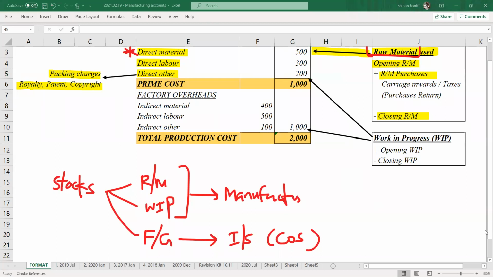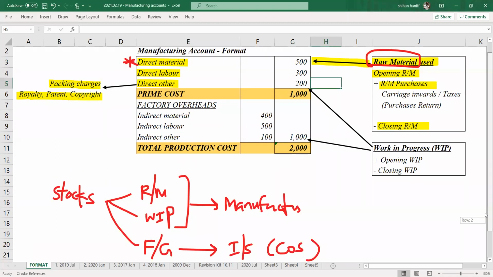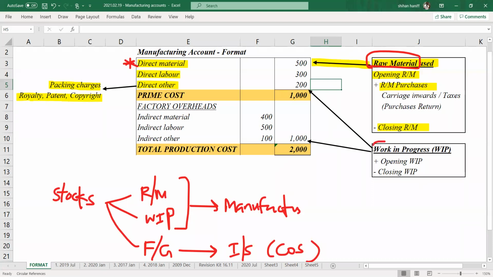Then work in progress. Where do you add work in progress? That is what I have given here. Work in progress: this adjustment, opening work in progress will be added. Closing work in progress will be deducted.